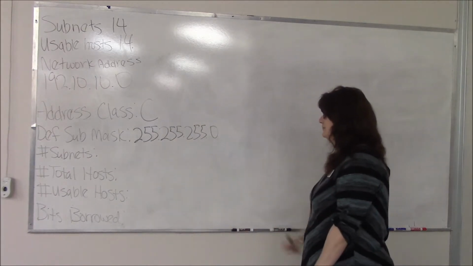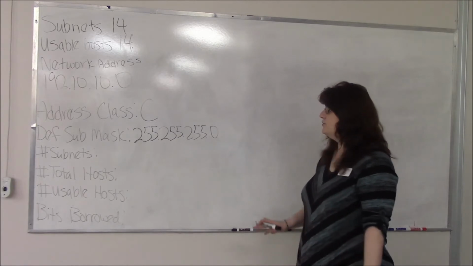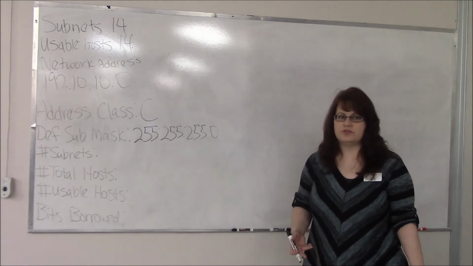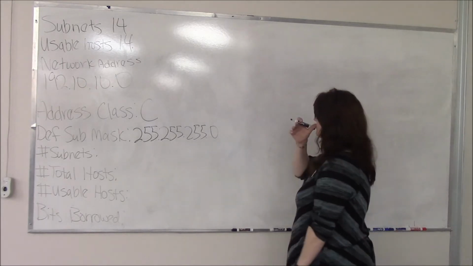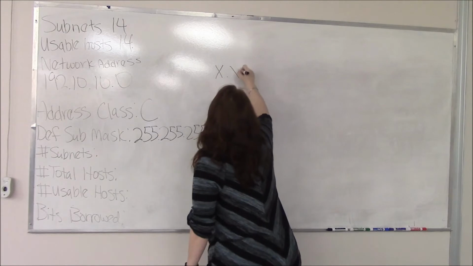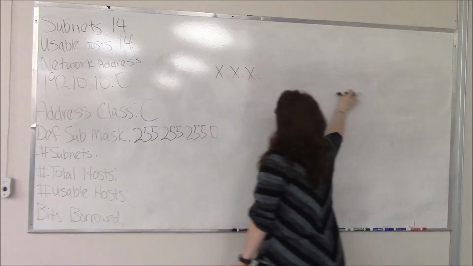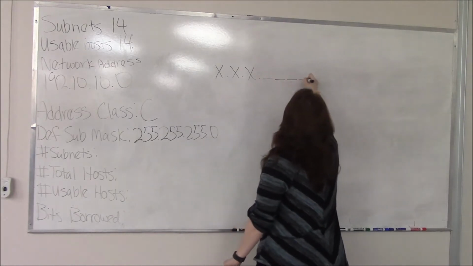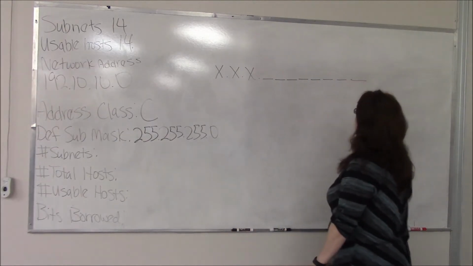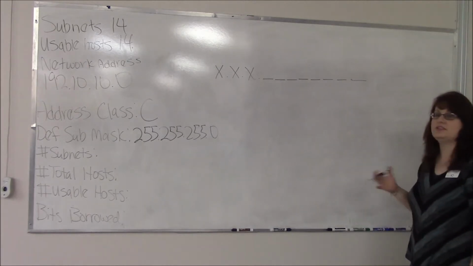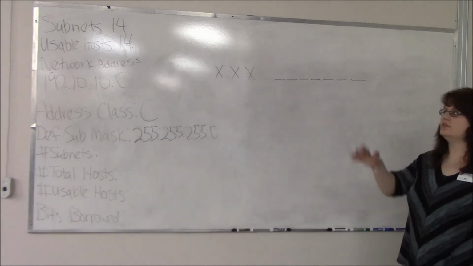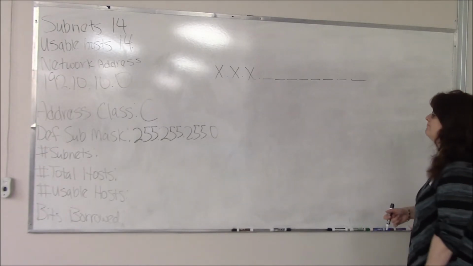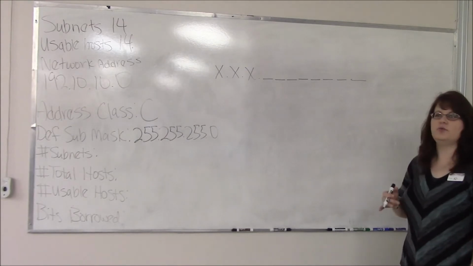Okay, now the hard part. I need to create a certain number of subnets and a certain number of hosts. So how am I going to do that? Well, just trust me on this one. But I know I'm going to use this last octet, and I'll tell you how in just a second. I need to figure out where my bits start and stop to achieve what it's asking me for, 14 subnets and 14 usable hosts on each subnet. So how do I know where to draw my line?